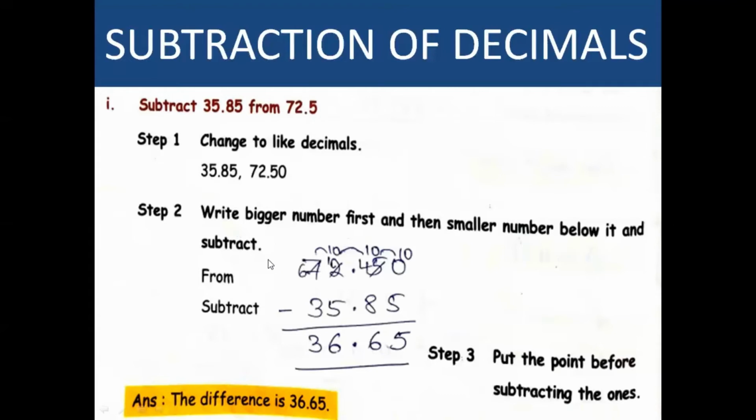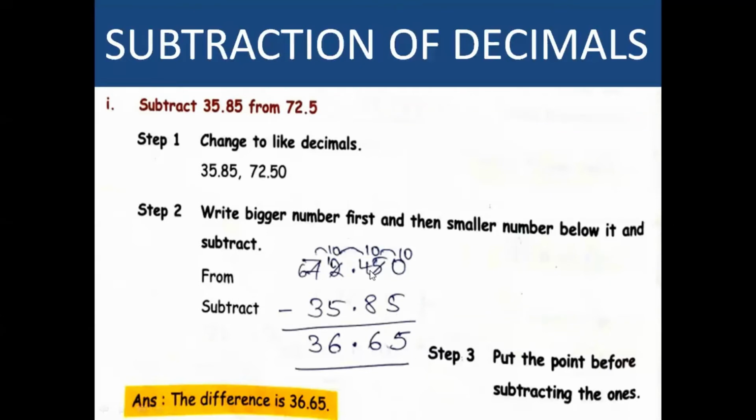In this, bigger number what? 72.50. Next small, 35.85. Now see, 72.50 minus 35.85. We have to subtract. 0 minus 5 we cannot subtract. Then borrow 10. 10 minus 5, 5.